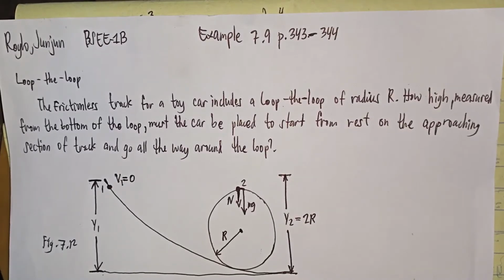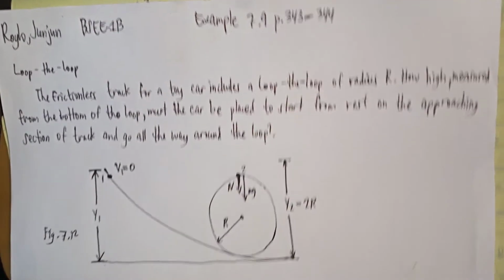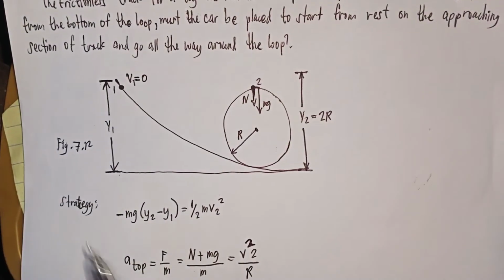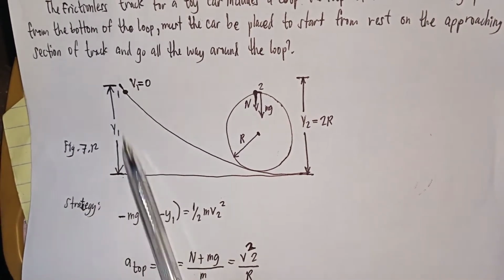Example 7.9, pages 343 to 344. The loop the loop. The frictionless track for a toy car includes a loop of radius r. How high, measured from the bottom of the loop, must the car be placed to start from rest on the approaching section of track and go all the way around the loop? So this is figure 7.12.